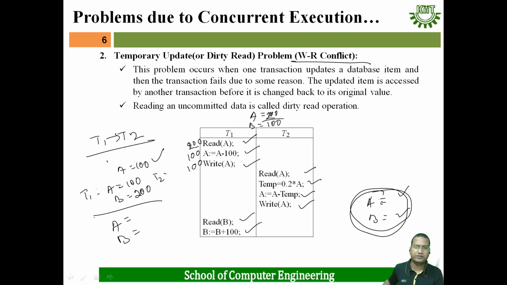Then after execution of T2, what will be the values of A and B? We will see. Read A, that means it has updated the value of A in the buffer. It will read the value of A as 100, not 200. Then temp is 20% of A, that is 20. Then A is equal to A minus 20, that means 100 minus 20 is equal to 80. Then write A means it will write 80. That means the A value will be 80.